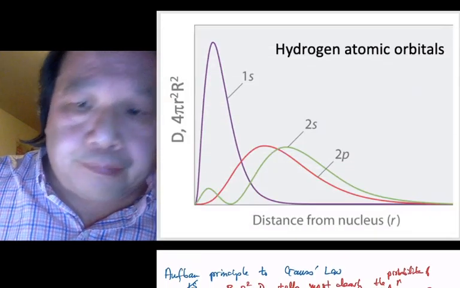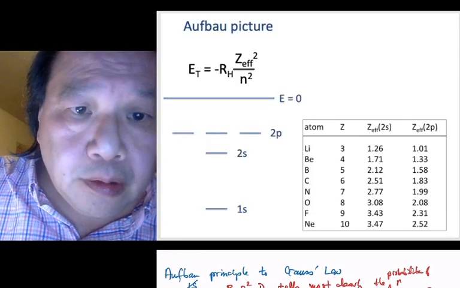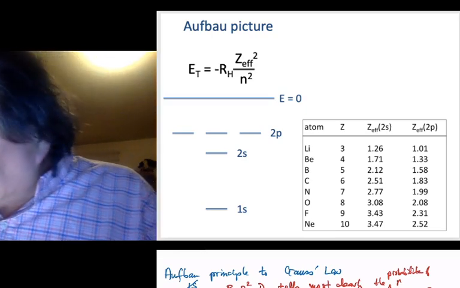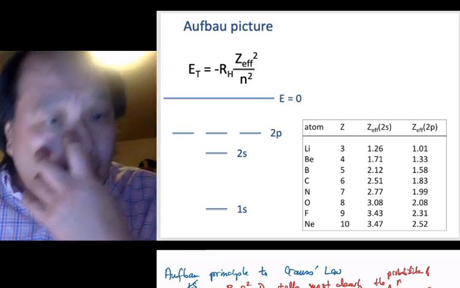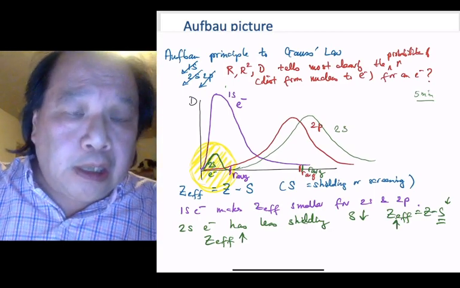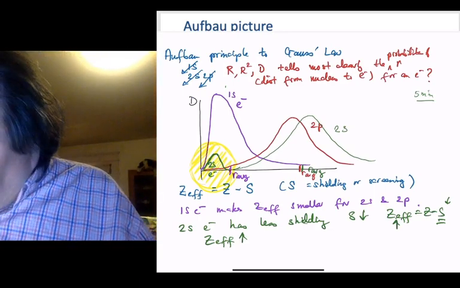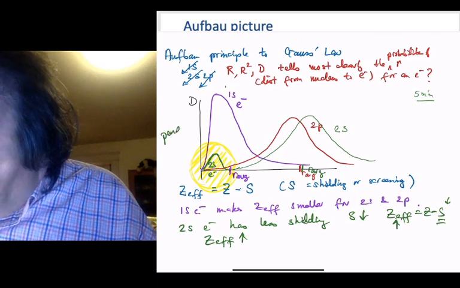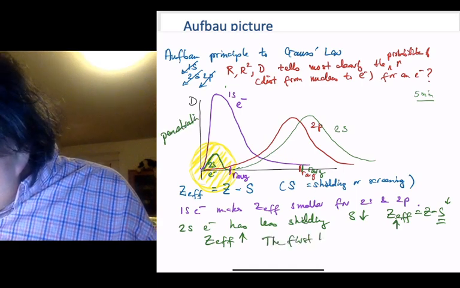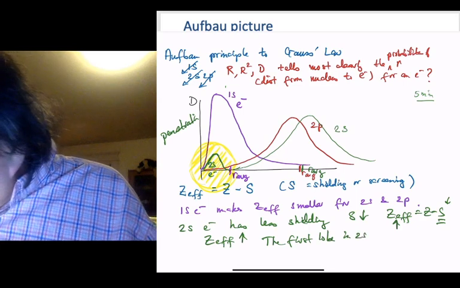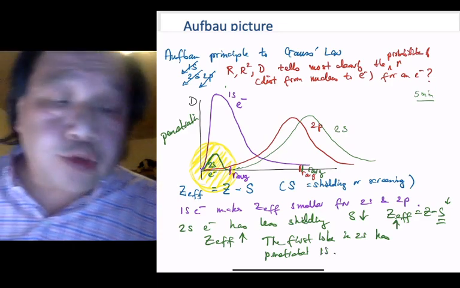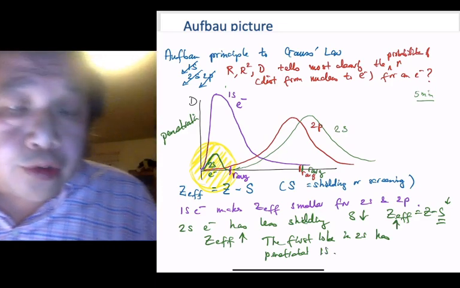Z effective for 2s is a bigger number than Z effective for 2p because the very first peak of 2s is inside the 1s, and there's a name for that, and that name is penetration. The first peak, the first lobe in 2s has penetrated 1s and is responsible, therefore, for the larger Z effective.